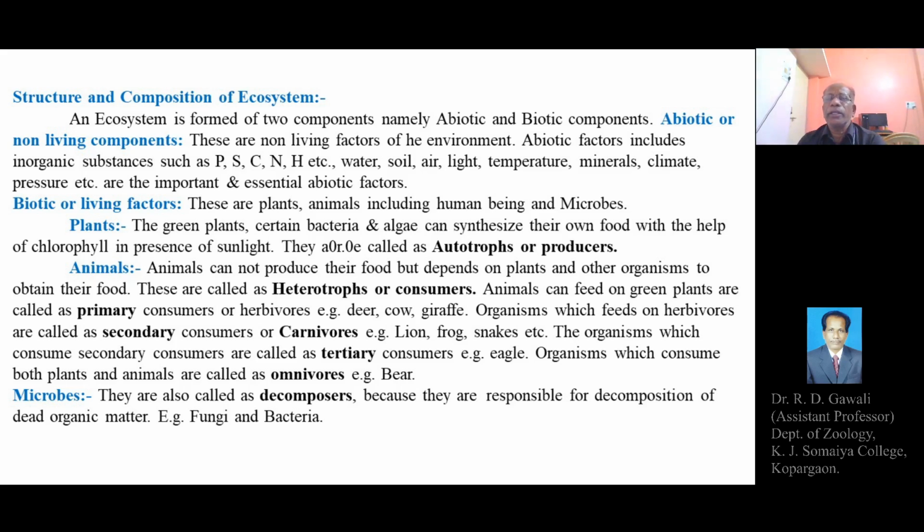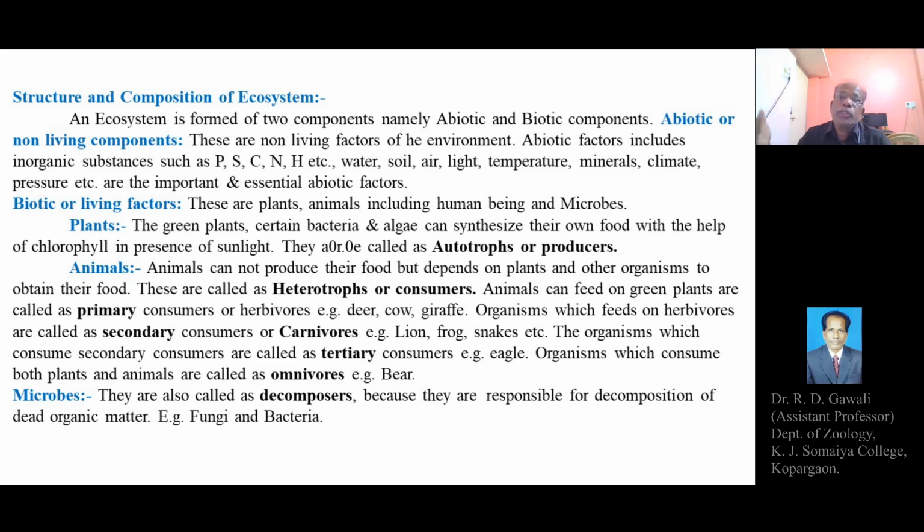Animals that feed on green plants are called primary consumers or herbivores. For example, deer, cow, giraffe, these are the herbivores feeding on the plant materials. So these are the examples: deer, cow, giraffe are the herbivores feeding on the plants.